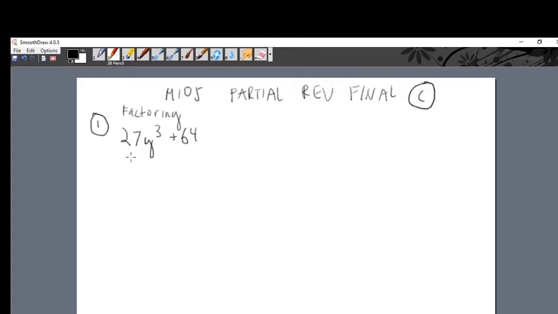Now, notice this. 27 is a perfect cube. 3 times 3 times 3 is 27. Y cubed, of course, is a perfect cube. Y times y times y is y cubed. And 64 is a perfect cube. That is 4 times 4 times 4 is 64, plus a plus in between.